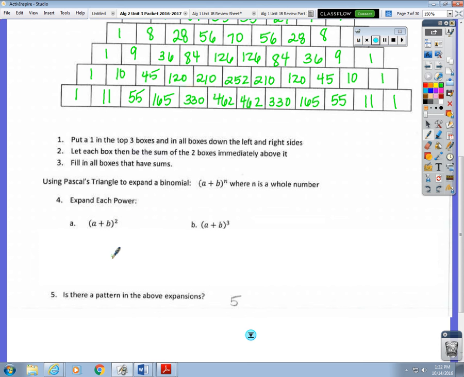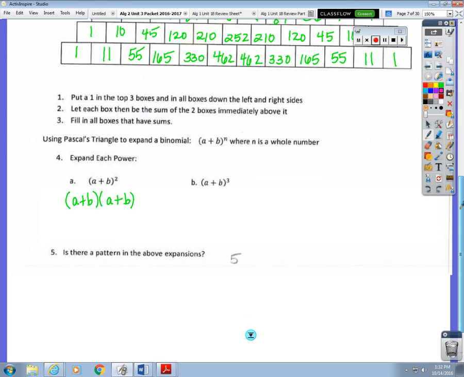A plus B squared. What does that mean? Right, it's being multiplied by itself. It literally means there's 2 A plus B's, right? Well, when you see something like that, what do you know to do to it? Multiply by what method? FOIL.